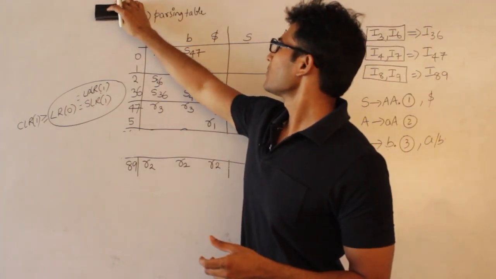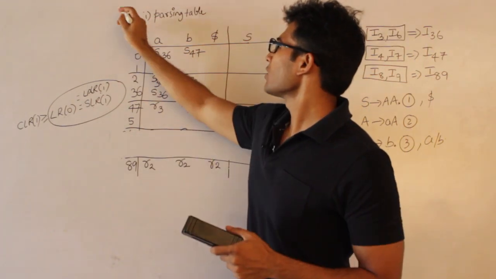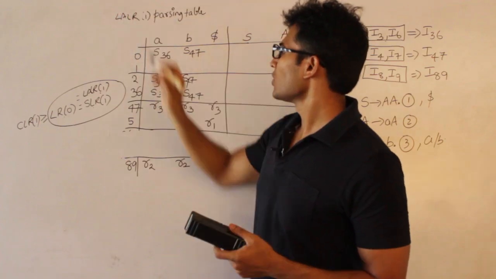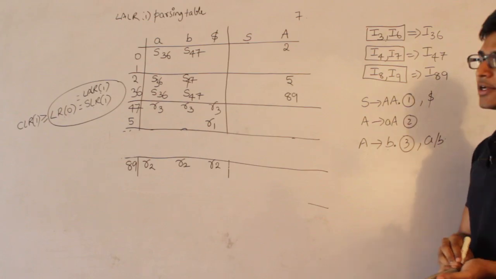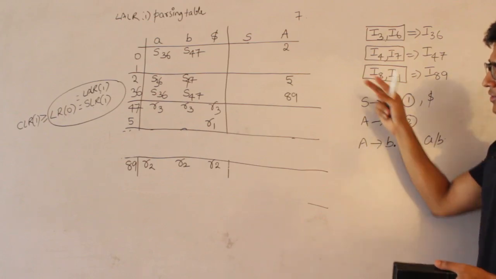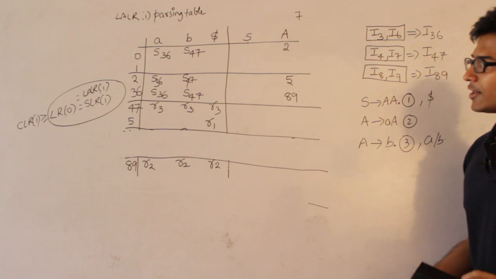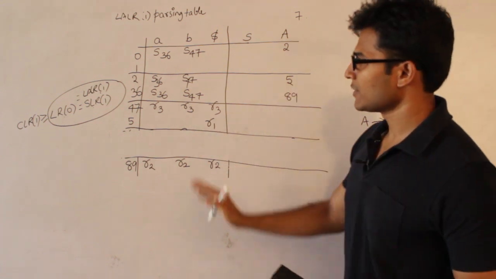So from the CLR1 parsing table I converted it to the LALR1 parsing table. How did I do it? Whenever there are two states which have the same LR0 items but different look aheads, I am going to merge those two states into a single state. Therefore the final number of states is again 7.